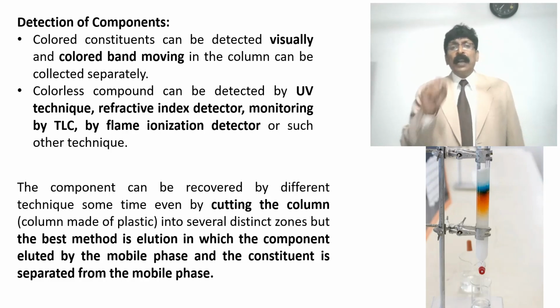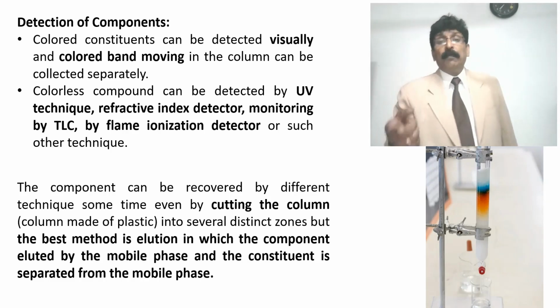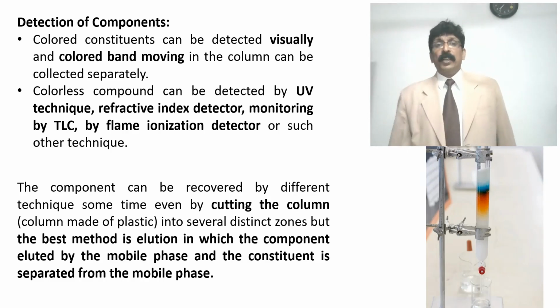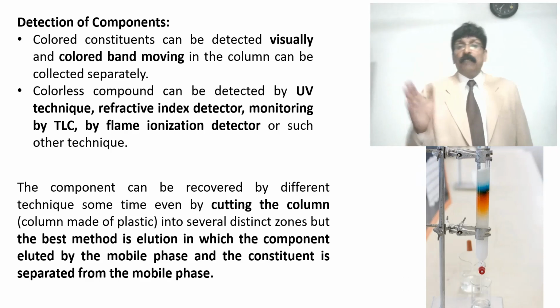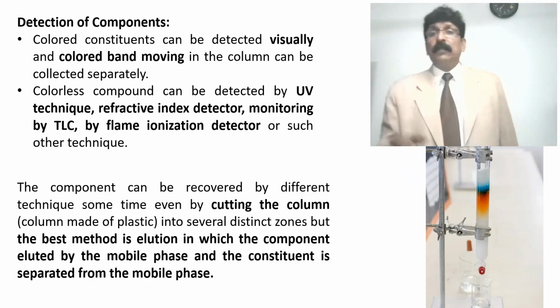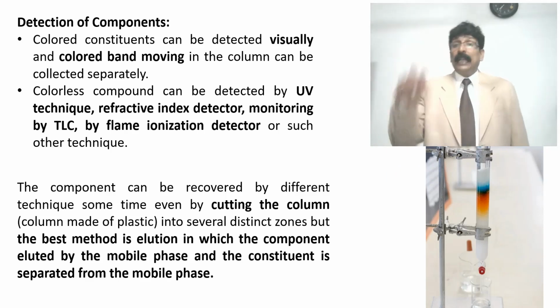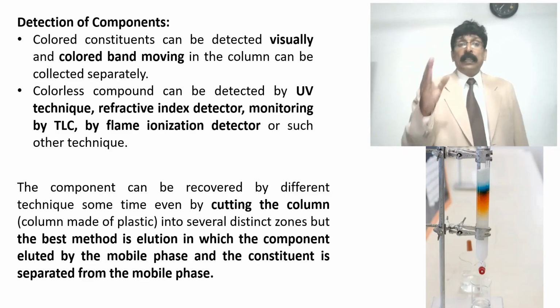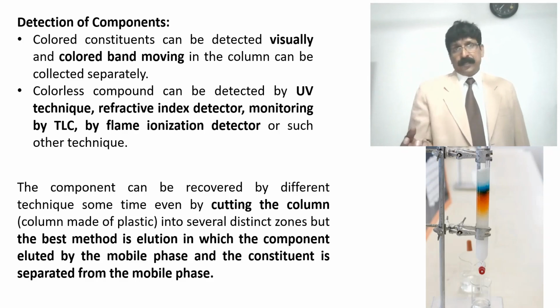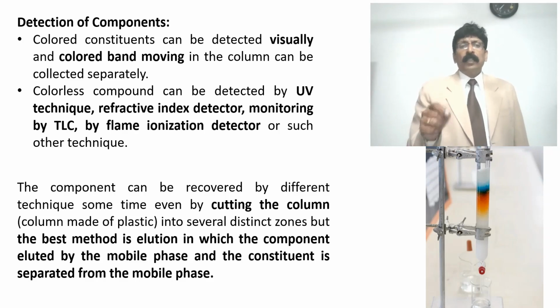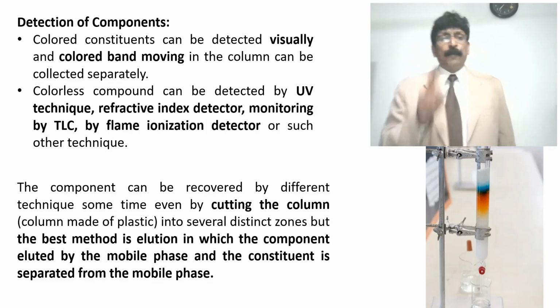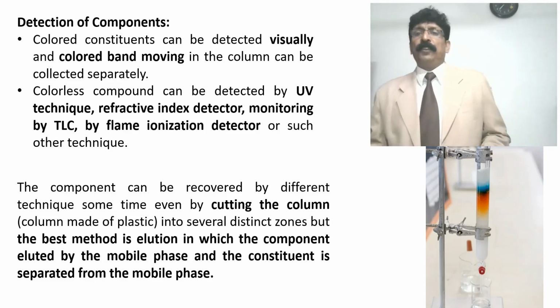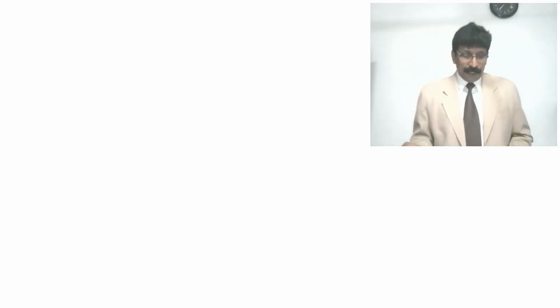The components can be recovered by different techniques. Sometimes the column is even cut into pieces, which is easy if it is a plastic column. Solubility can be found out, and by means of a solvent several distinct zones can be cut. The best method is elution, in which the component is eluted by the mobile phase and the constituent is separated from the mobile phase. That is the usual procedure.